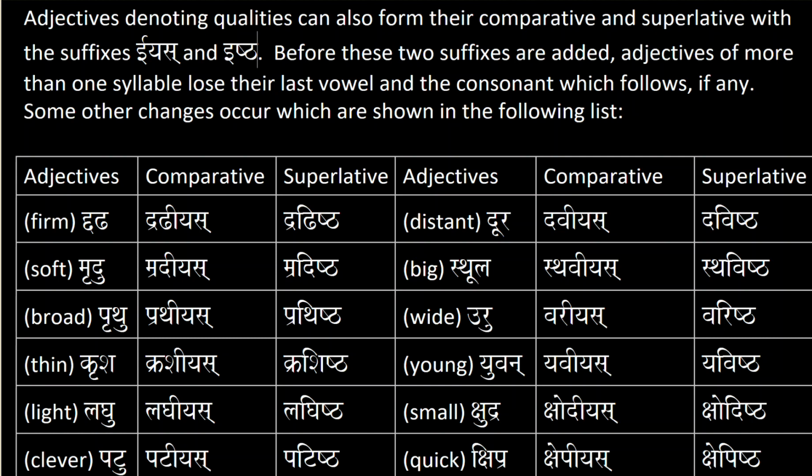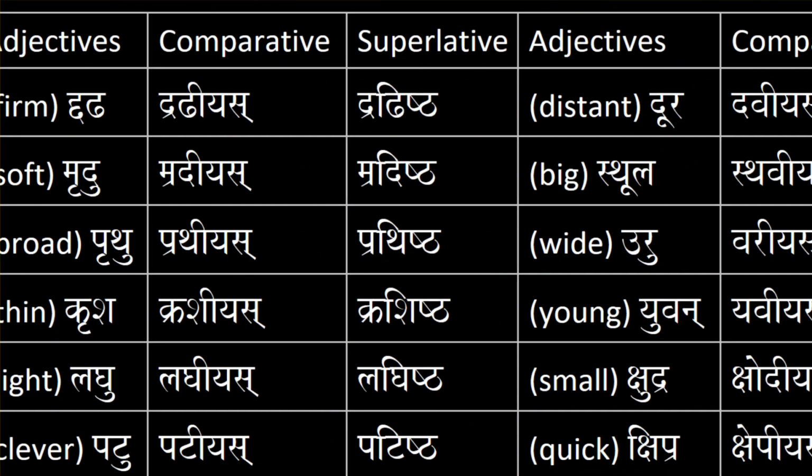degrees of comparison. So adjectives denoting qualities can also form their comparative and their superlative with the suffixes iyas and ishtha. Before these two suffixes are added, adjectives of more than one syllable lose their last vowel and the consonant which follows, if any. Some other changes occur which are shown in the following list, and there's not necessarily much of an explanation to these changes, but take a look to see what they are.